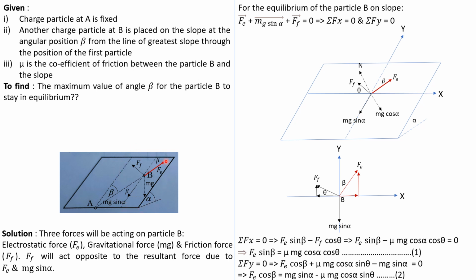So which forces will be acting on particle B? One will be the electrostatic force of repulsion along this line between A and B. Another force will be mg, vertically downward, and its component along the slope will be mg sine alpha, as we know. The third force will be Ff, the force of friction. The direction of the force of friction will be opposite to the resultant force, that is of Fe and mg sine alpha.